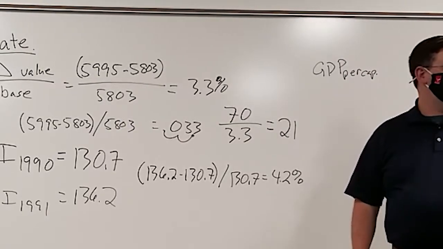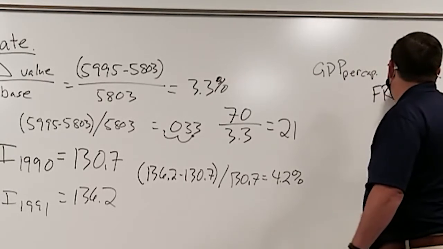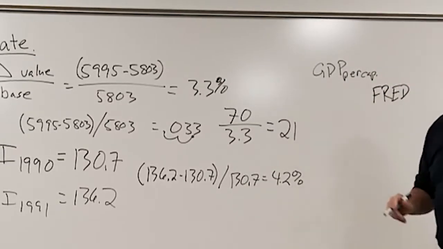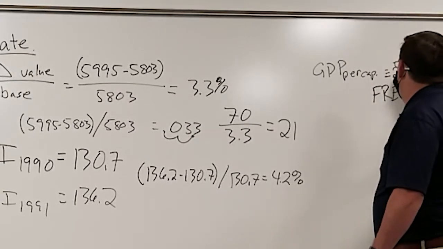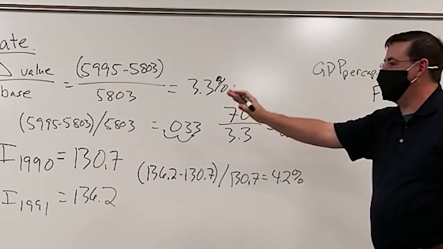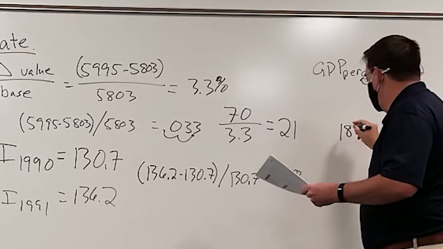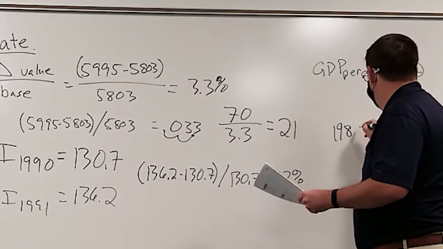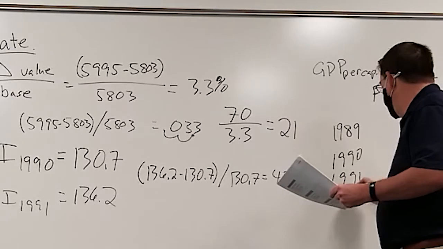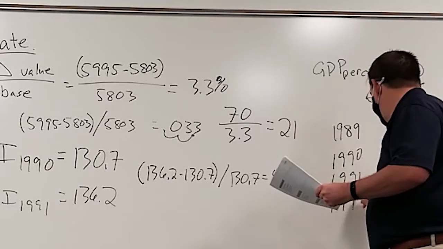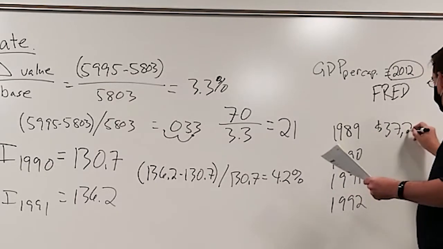Am I right? So then I have this data from FRED, which is the Federal Reserve Bank of St. Louis's website. And what they did is they report GDP per capita in constant 2012 dollars. So neither 1990 nor 1991 dollars. Let me give you the numbers for the years around that. So 1989, 1990, 1991, and 1992. GDP per capita went from $37,271.